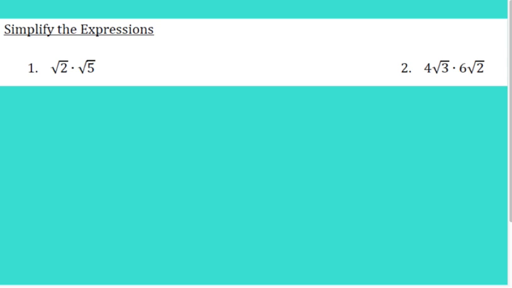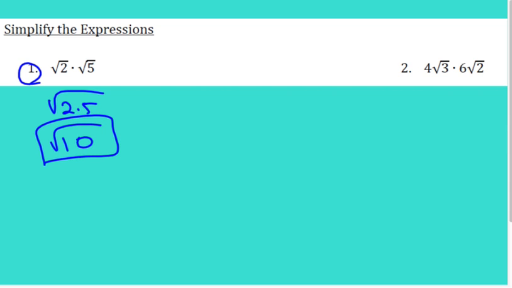So real simple. Square root of 2, square root of 5, I'm looking at number 1. There's nothing on the outside, so there's nothing to multiply. So I multiply square root of 2 times square root of 5. That's going to be square root of 10. That's as simple as I can make it.